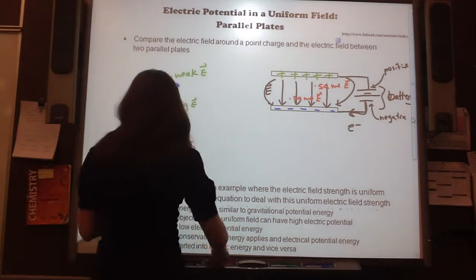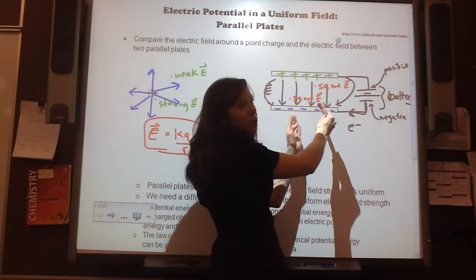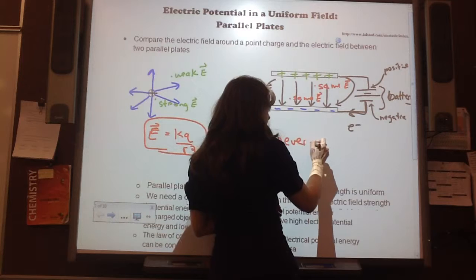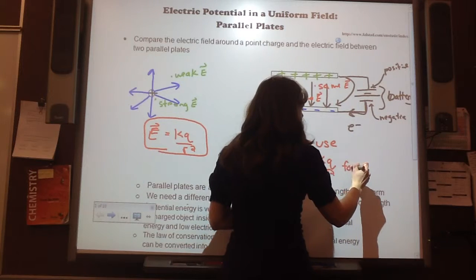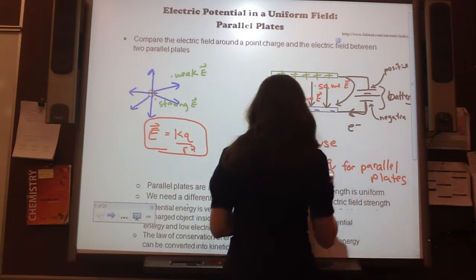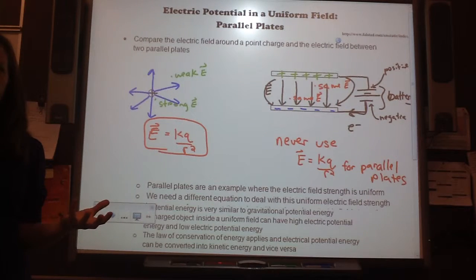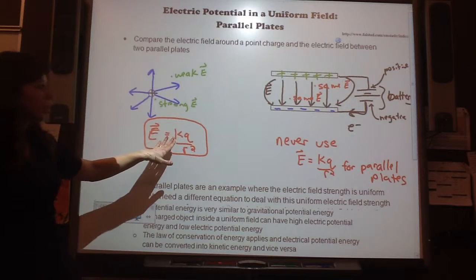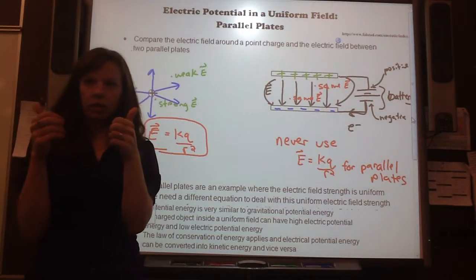Okay, so as I was saying, we would use this equation for this type of scenario. But since the electric field is the same regardless of the R, or the distance, we can never use E equals KQ over R squared for parallel plates. You can't do it. It's not allowed, because it doesn't make physical sense, because this law doesn't apply to this situation anymore. So only use this equation for points, not parallel plates. Yes? Okay.